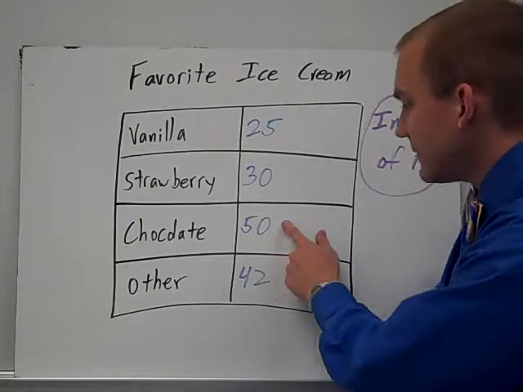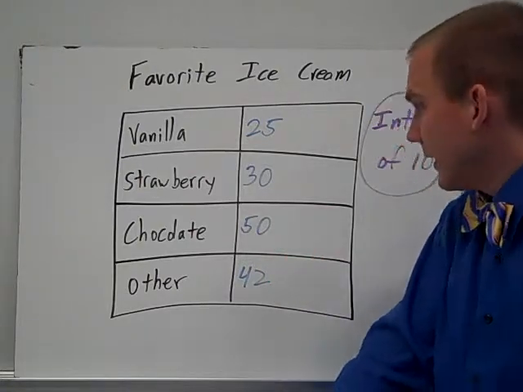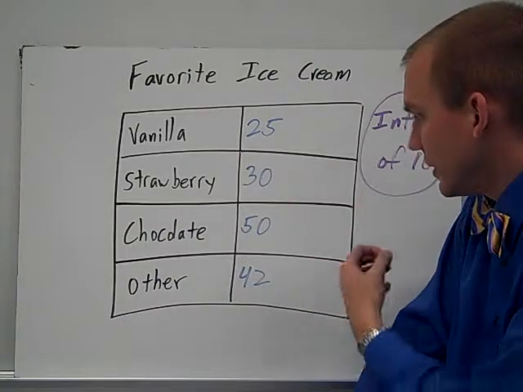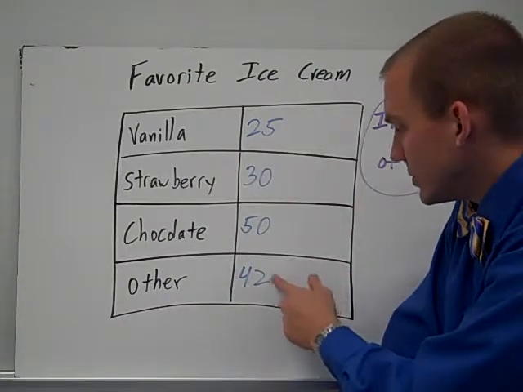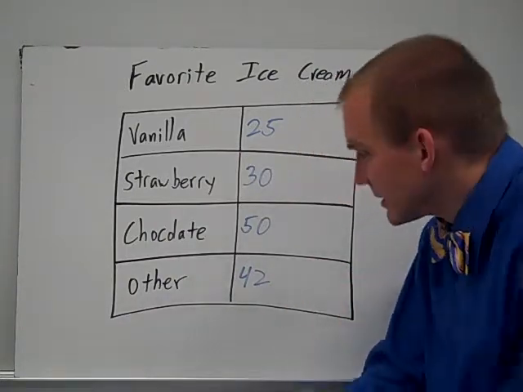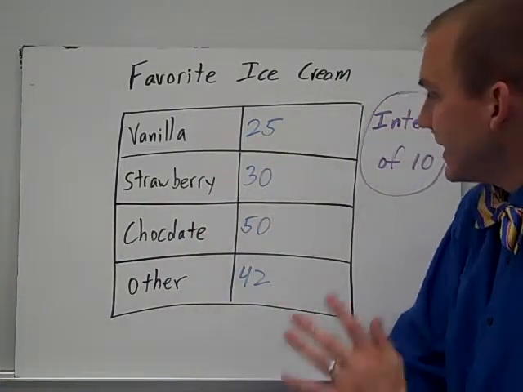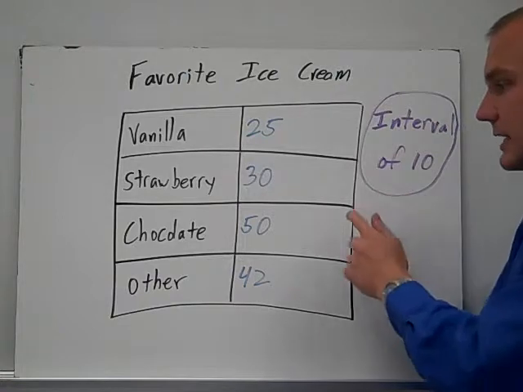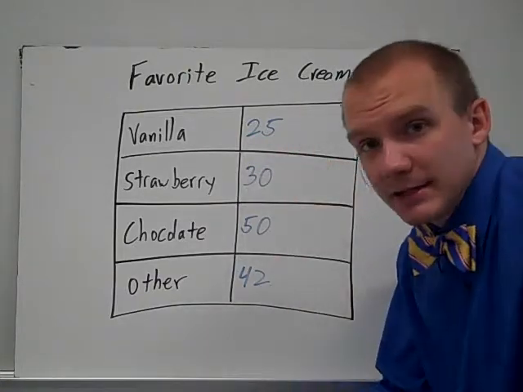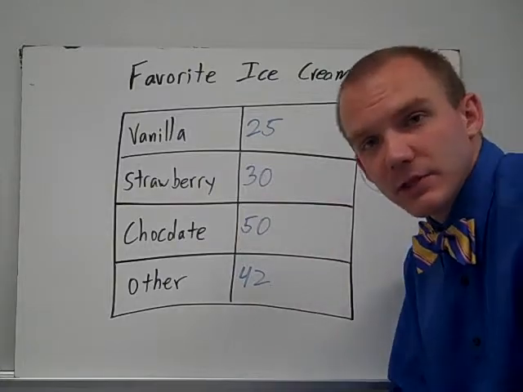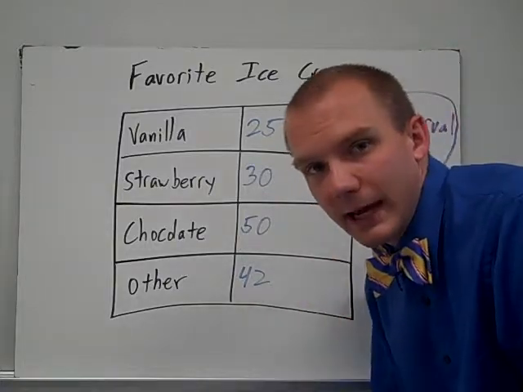I noticed that 50 is my highest number, and that 2 of the numbers are counting by tens, like 10, 20, 30, 40, 50. 42 is pretty close to 40, so that's close to an even 10, and 25 is right between. So I'm picking the interval of 10 because it'll fit my data the best. You're very rarely going to have an interval that fits your data perfectly, so I didn't want to give you an example where that happened.